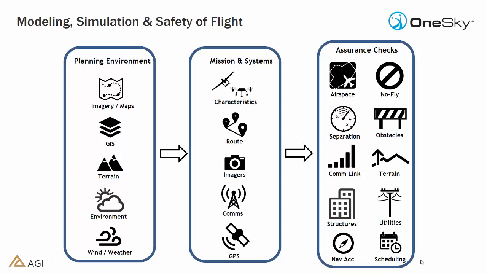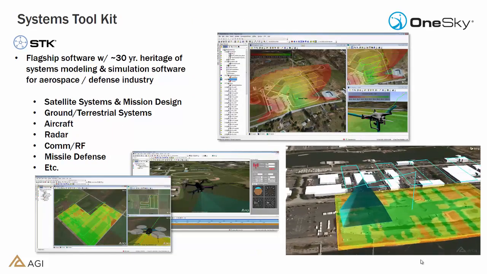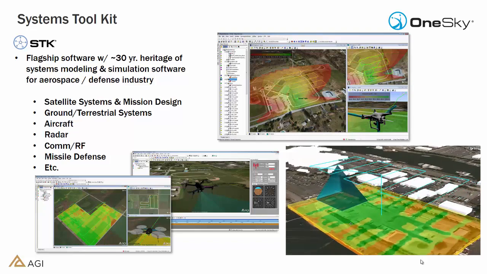So, that could be simple geospatial situations like airspace and no-fly zones, or it could be a little more advanced, proximity to terrain and proximity to obstacles. You could start looking at system-level performance for communications equipment and GPS for navigation accuracy. And it's kind of a growing list of analysis that can really be supported there. And this is really what STK was built to do, right?